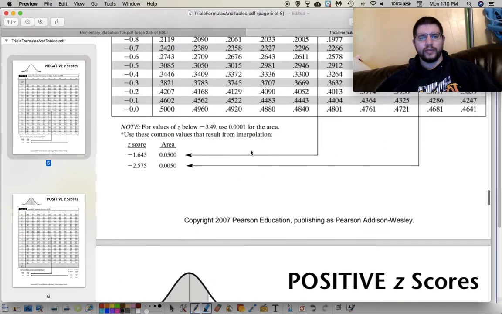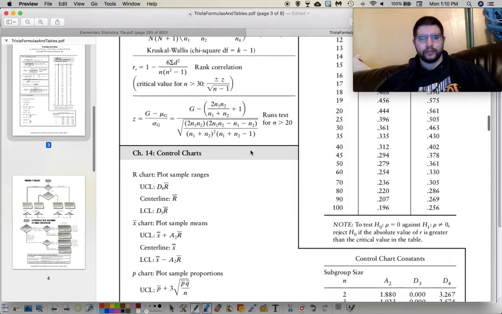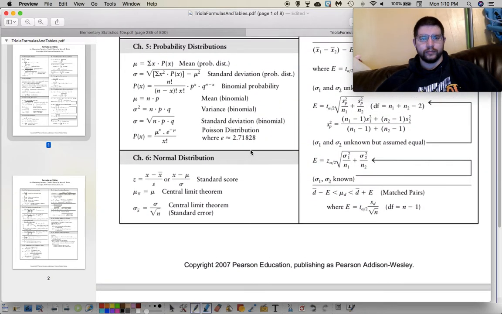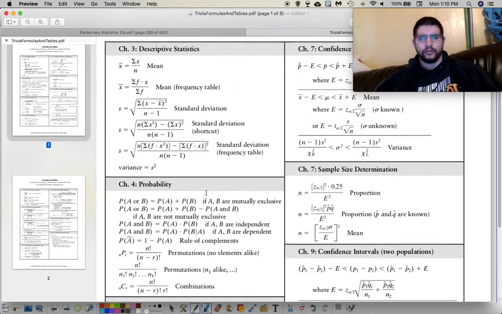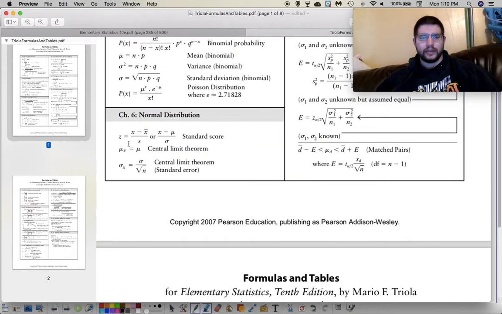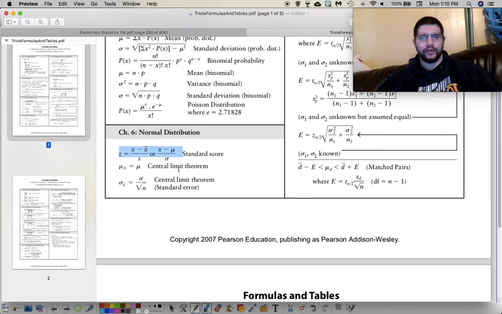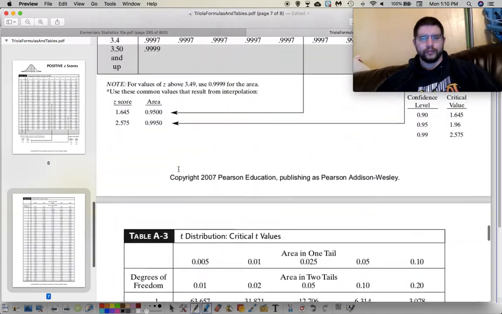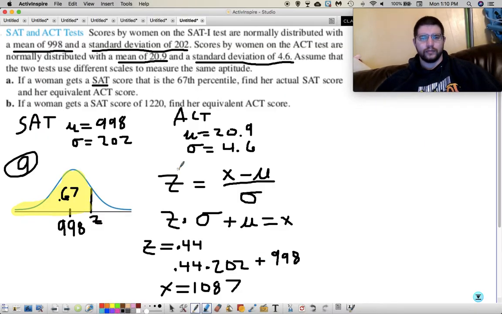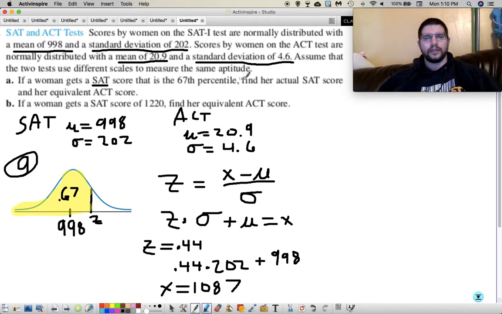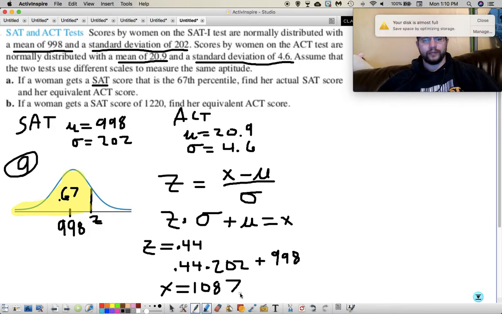Actually, let me see if this formula is on your formula sheet. Maybe you won't have to solve for it. Nope. So it does give you this formula. Just rearrange it for X to find out what that value is. So X is 1,087. Let's go back and read our question. So her actual SAT score was 1,087.